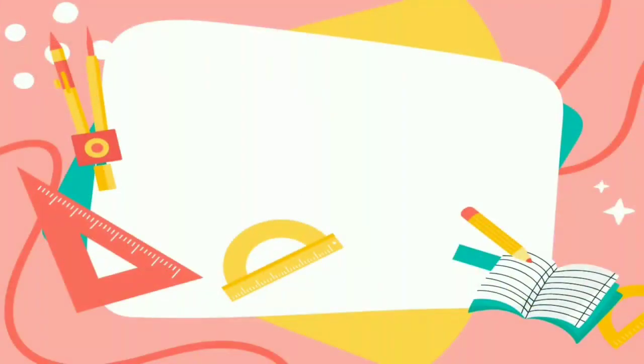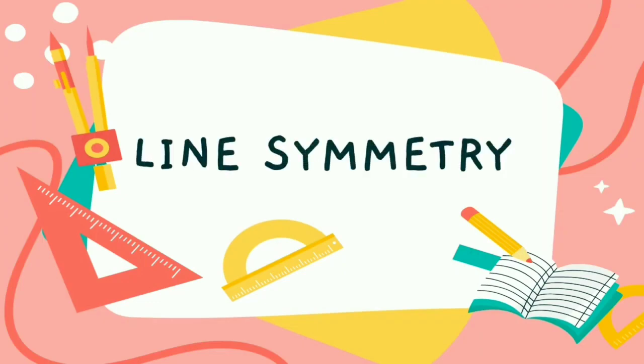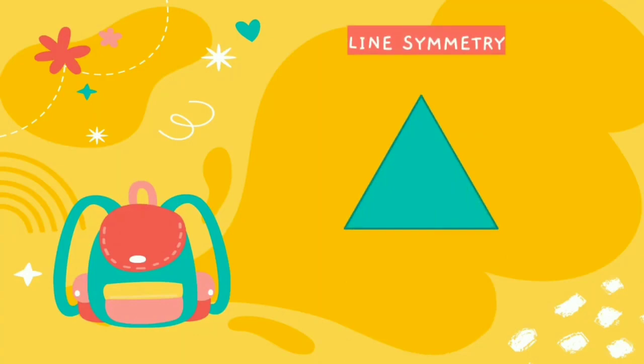Let's learn about line symmetry. What is line symmetry? Look at this example. We have a triangle. We can divide it into two parts. We can draw a line like this. The line divides the triangle into two parts, with the left and right sides the same.